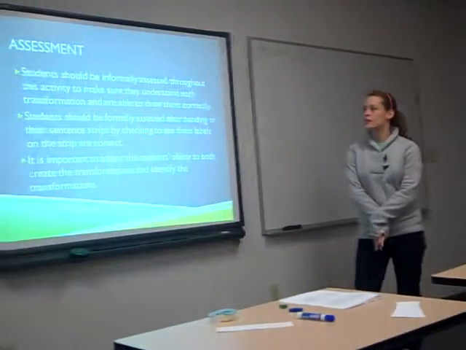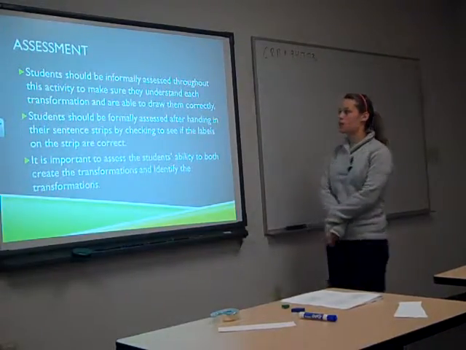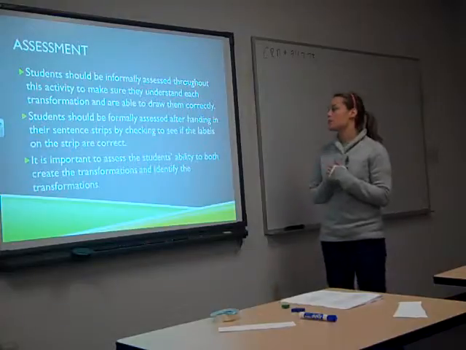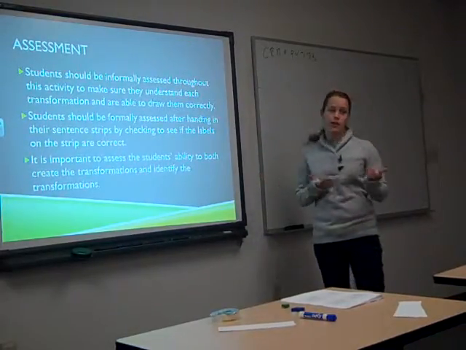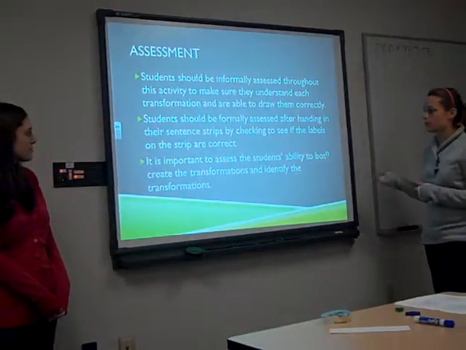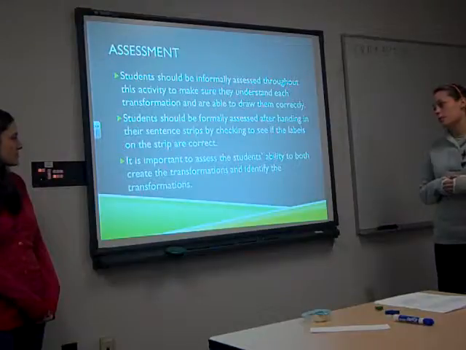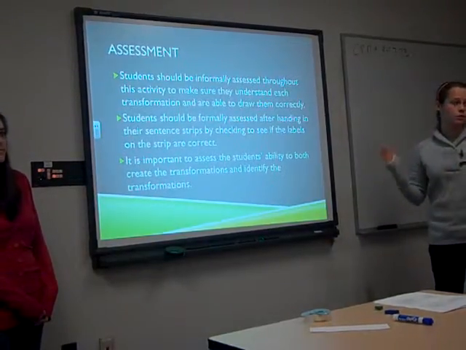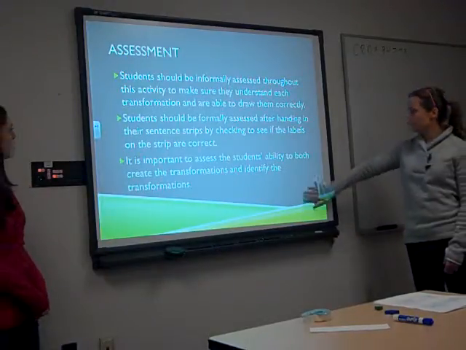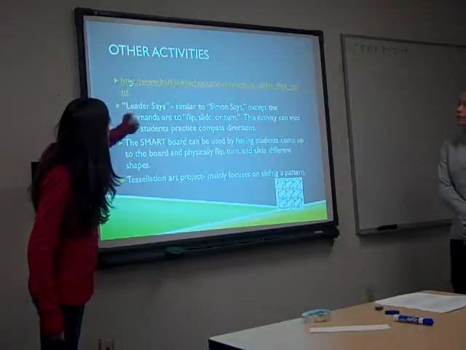Okay, so assessment for this activity. Students should be informally assessed throughout this activity to make sure they understand each transformation and are able to draw them correctly. They should be formally assessed after handing in their sentence strips by checking to see if the labels on the strip are correct. It's important to assess the student's ability to both create the transformations and identify the transformations. So it's a two-way deal. Now we have another activity to see if it works.